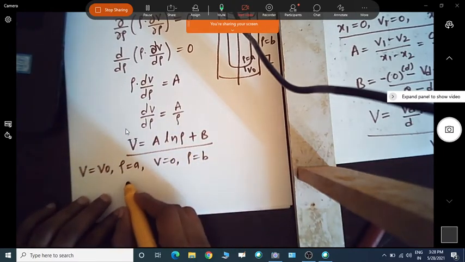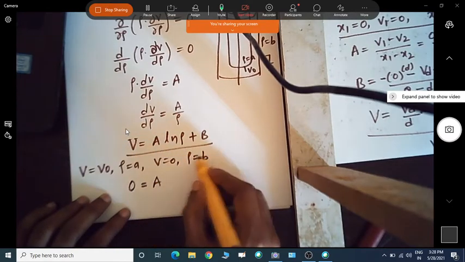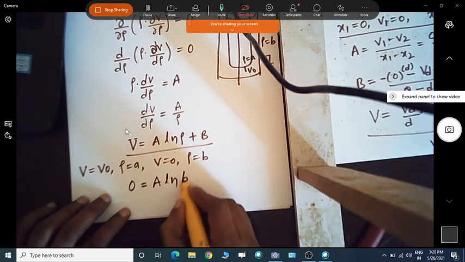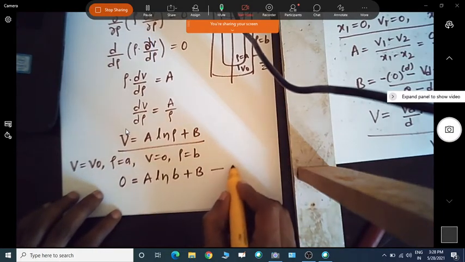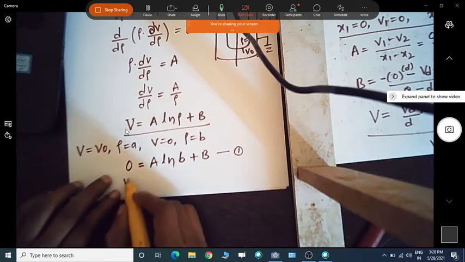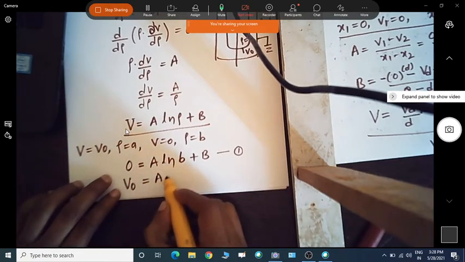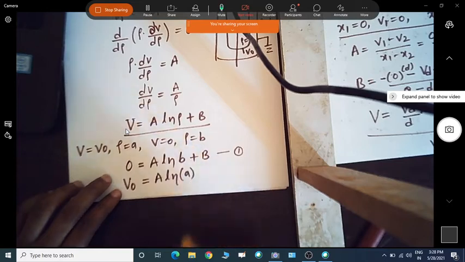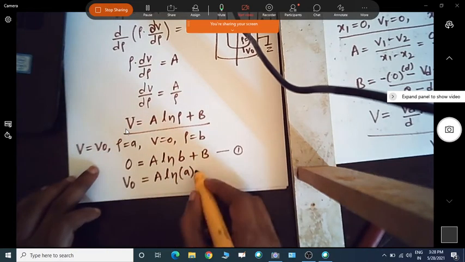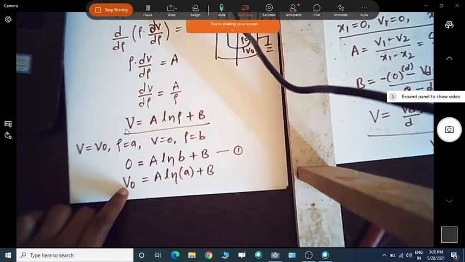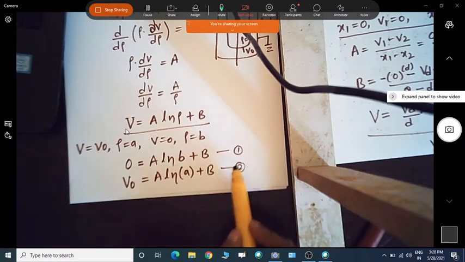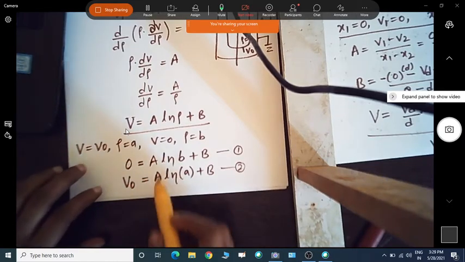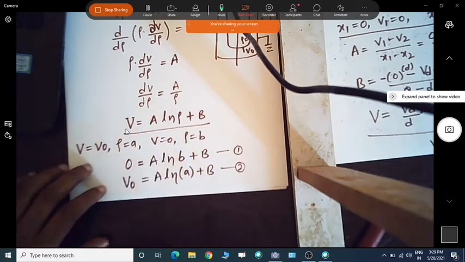So now let us input the boundary conditions. Let us take V equal to 0 when rho equal to b, that is A ln of b plus B. Now this is one equation, so let us take this as equation 1. Similarly, when V equal to V naught, we will have A ln of a when rho is equal to a, so that will have the potential V naught. Let us take this as equation 2. Now if we solve 1 and 2, we are going to get the value for the potential, and we will be able to solve for the constants A and B.